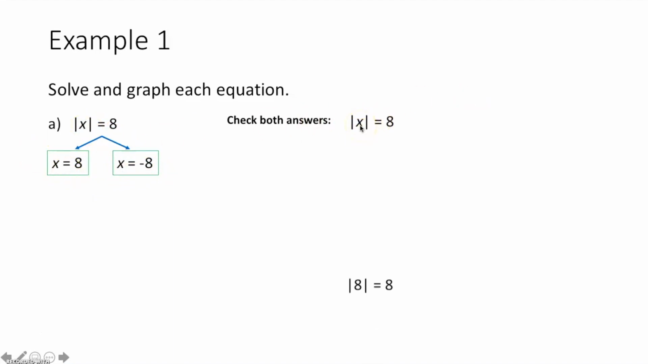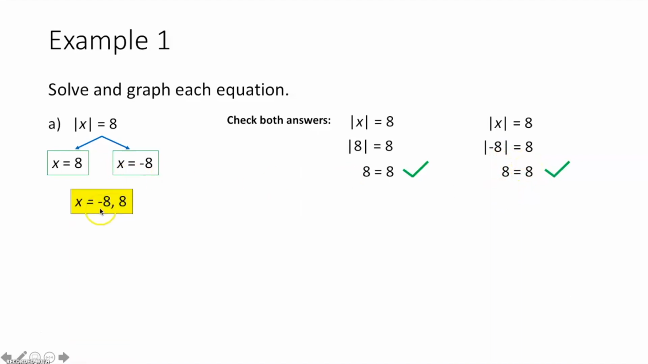So I'm going to take 8, plug it in for x. Now what's the absolute value of 8? That's going to be 8. Does 8 equal 8? Yes, that checks out. So this answer is good. Now let's check this answer. Does x equal negative 8? Well, let's plug in negative 8 for x in our original absolute value equation. What's the absolute value of negative 8? That's going to be positive 8. Does 8 equal 8? Yes, that checks out. So both of these answers are good. Our answers to this absolute value equation are x is equal to negative 8 and positive 8.